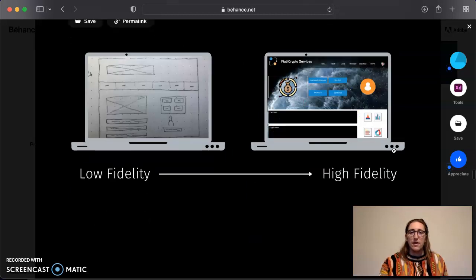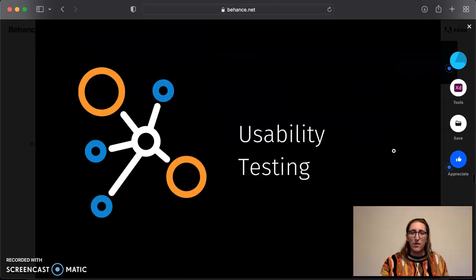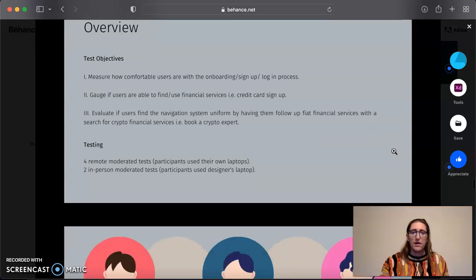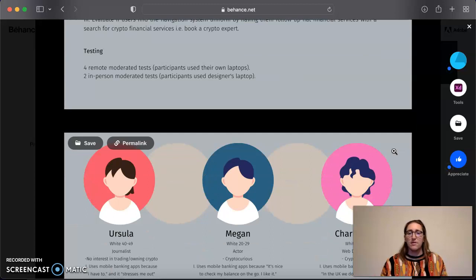And here you can see the desktop version, which was done as a side project with the mobile app being the main focus. During usability testing, again, I wanted to measure comfortability with onboarding because this is a new technology. I thought that would be important to know how people react. Also, if users are able to find the services on the app, if it's easily accessible and navigationally not too complicated, and then also to evaluate if users find the system overall appealing, if there's any relevancy to it, and if the uniformity is clear.